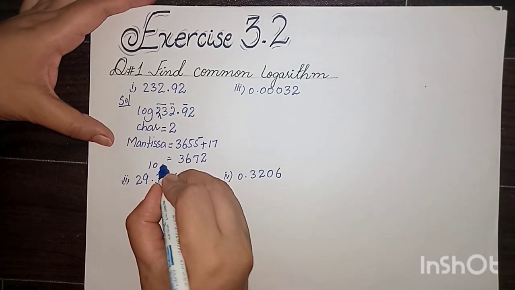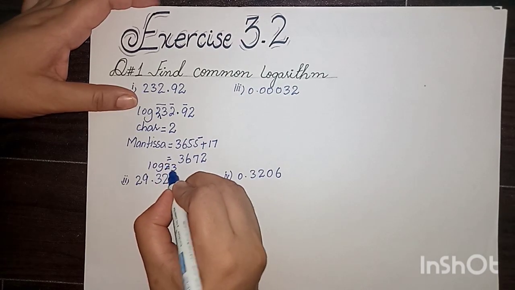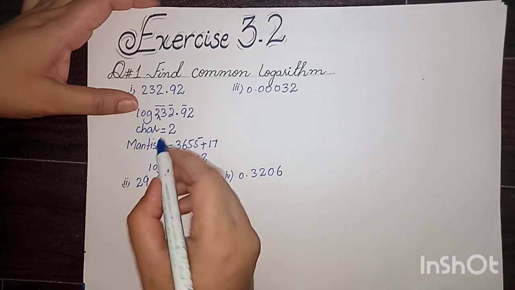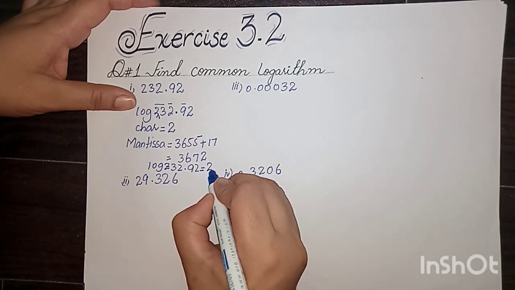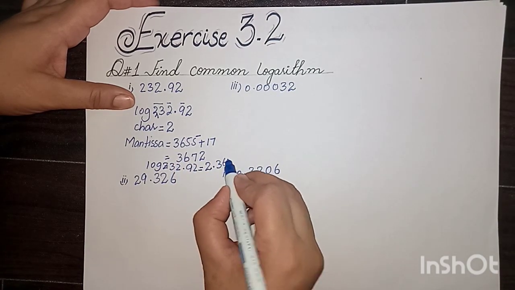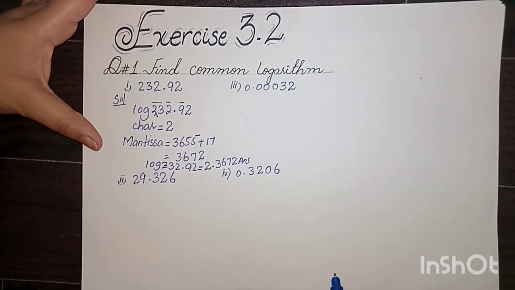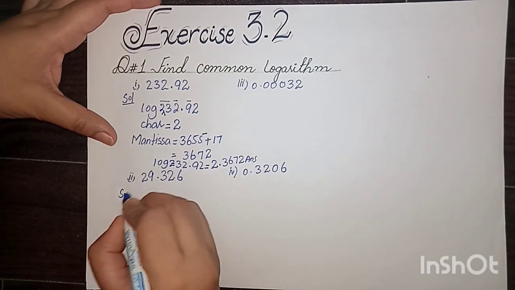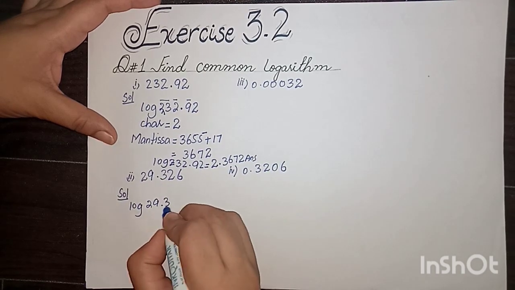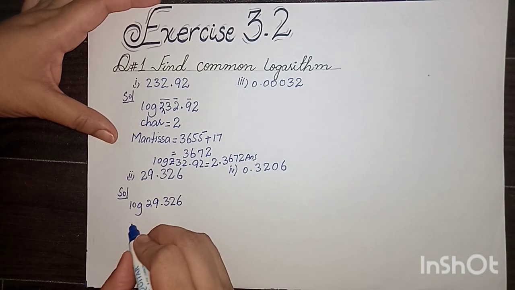Now log of 232.92 is equal to, first of all I will write the characteristic which is 2, and then after this I will write the mantissa which is 3672. This is my answer. My next question is log of 29.326. First of all I will find its characteristic.